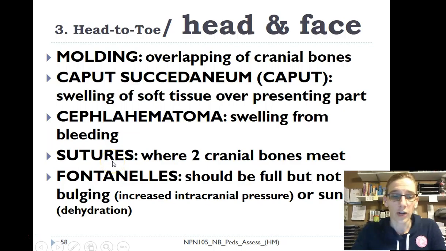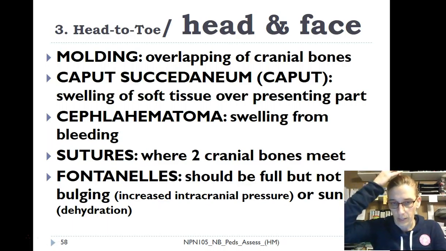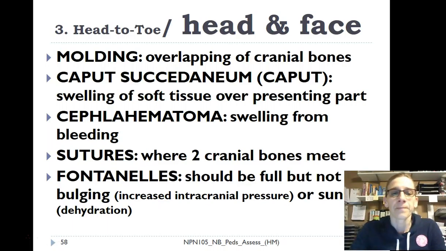Sutures are where two cranial bones meet. You don't want them to be fused. They should be mobile for infants. That's why you have fontanelles. So they should be full. Fontanelles are like soft spots, what they call the soft spot. Have one up here and one in the back of the head.